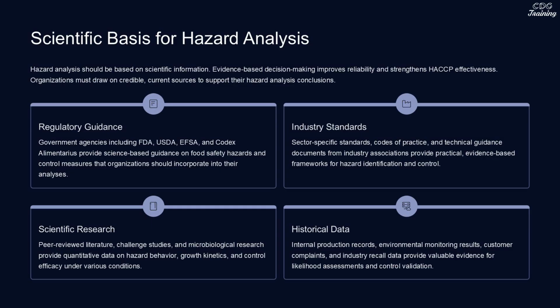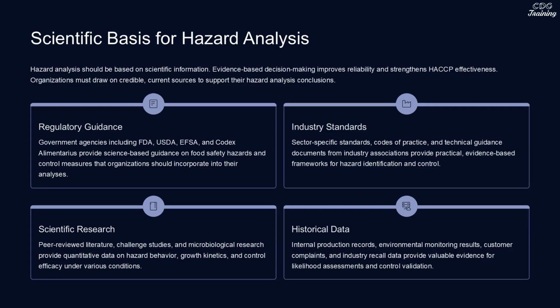Hazard analysis should be based on scientific information. Evidence-based decision-making improves reliability and strengthens HACCP effectiveness. Organizations must draw on credible, current sources to support their hazard analysis conclusions. Regulatory guidance from agencies like FDA, USDA, EFSA, and Codex Alimentarius provides science-based guidance for food safety hazards and control measures that organizations should incorporate into their hazard analysis.